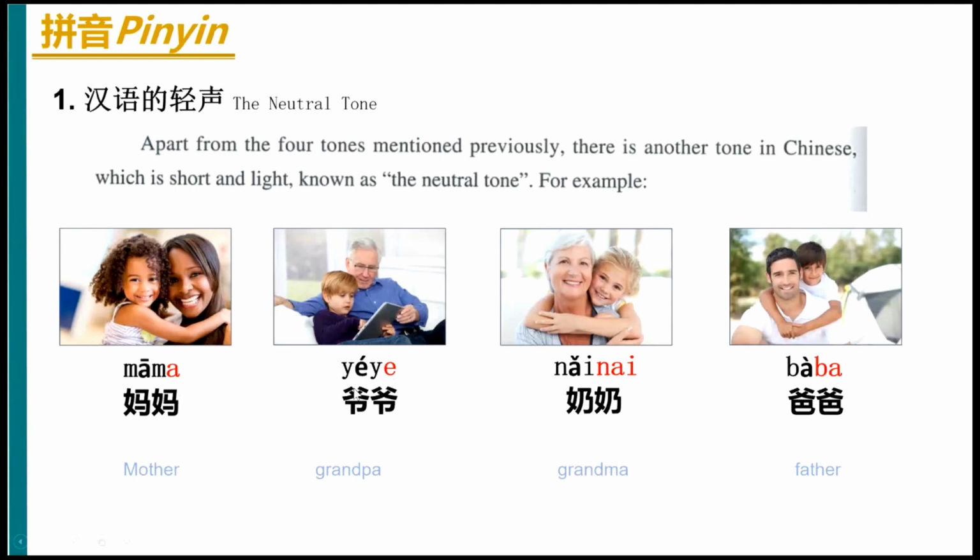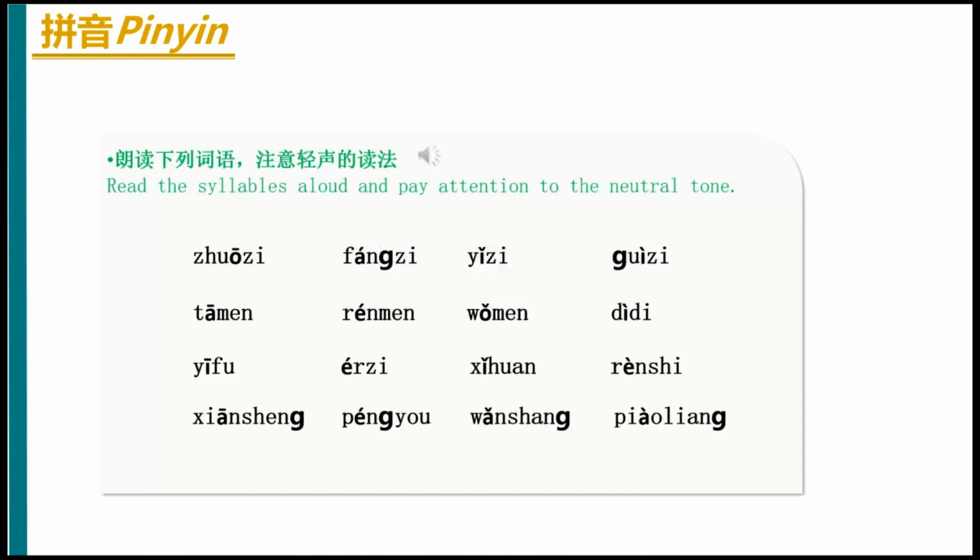爷爷, 奶奶, 爸爸, 妈妈. The meaning of these four words is all our family member. 妈妈 means mom, 爷爷 means grandpa, 奶奶 means grandma, 爸爸 means father. Let's practice some neutral tone.